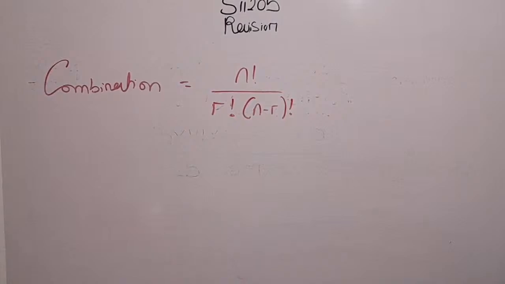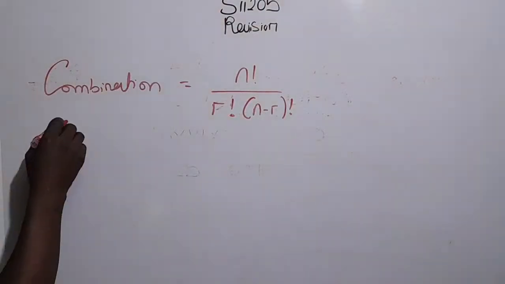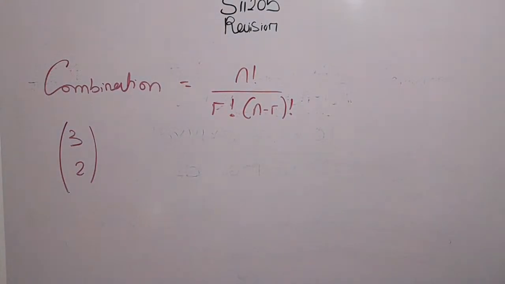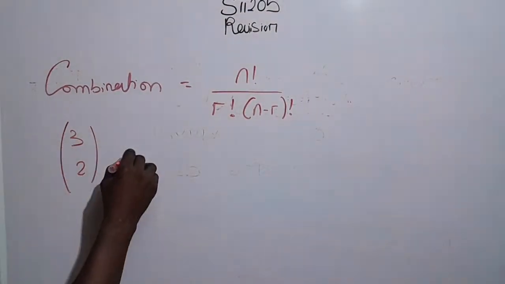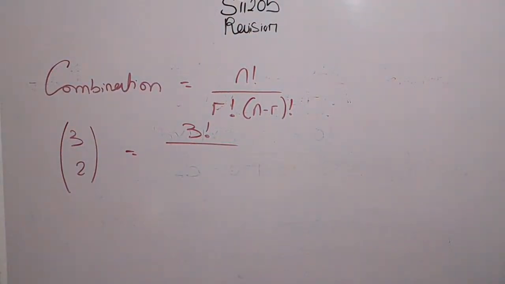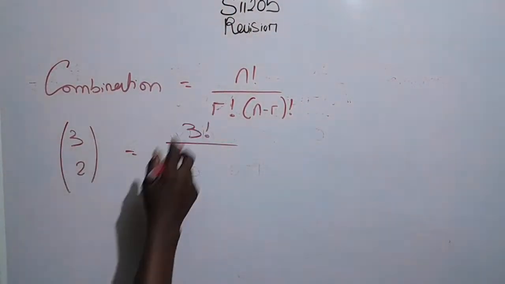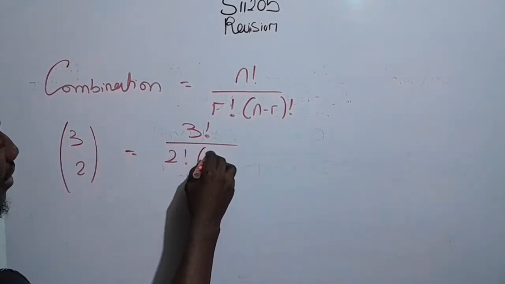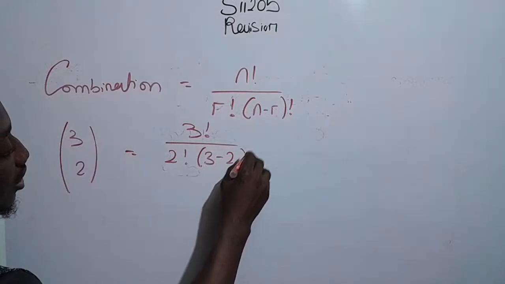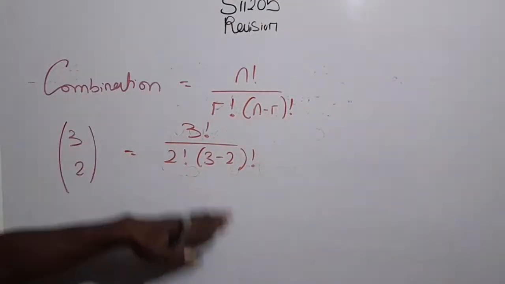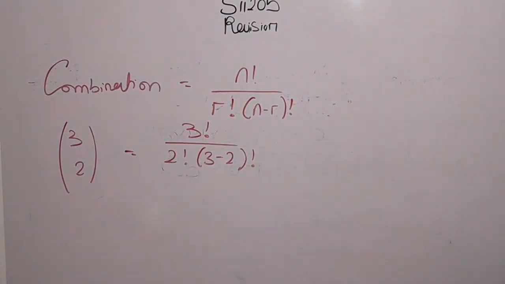So let's say you get a question like 3 and 2. So from this, n is 3 factorial. Your 2 is r, so we have 2 factorial. And we have 3 minus 2 factorial. And from this, your work is done.